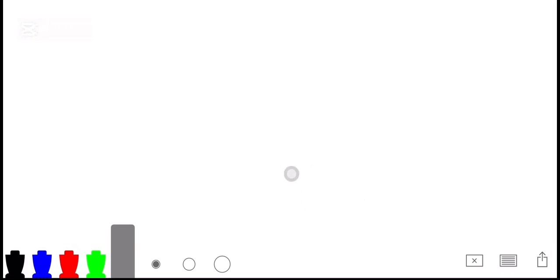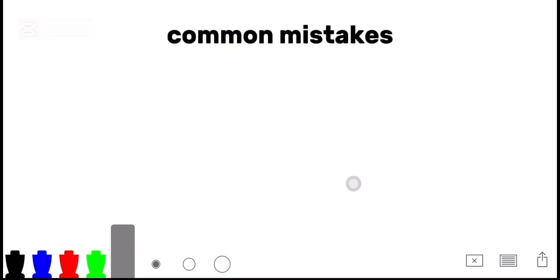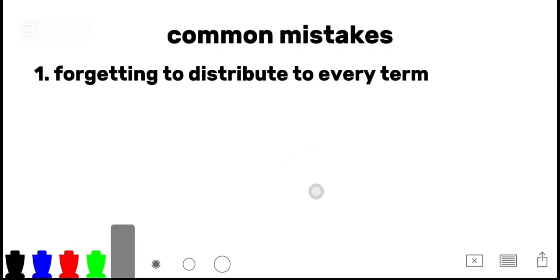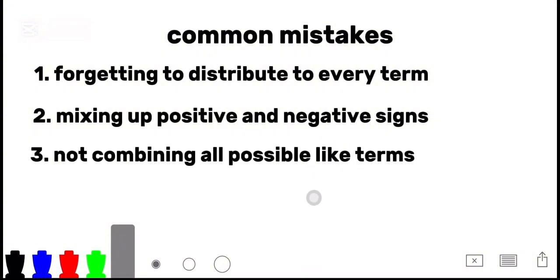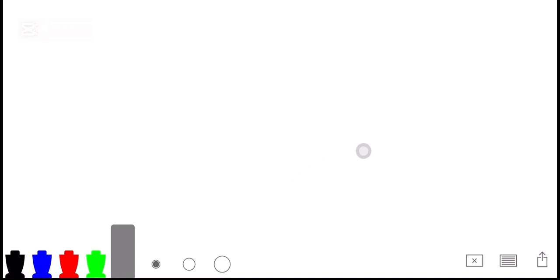Before we wrap up, some common mistakes to watch out for are forgetting to distribute to every term when using the distributive property or when foiling. The next common mistake is mixing up positive and negative signs when multiplying. And the last mistake is not combining all the like terms you could, which would result in a different answer. Also, a quick tip: when multiplying two binomials, you should have 4 terms before combining like terms.